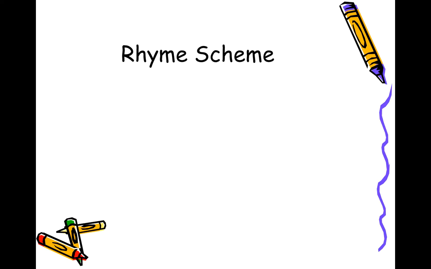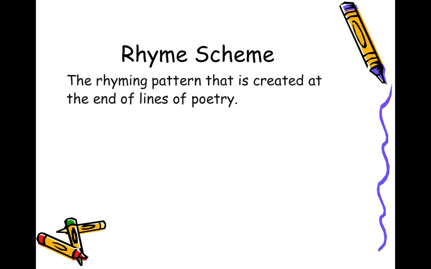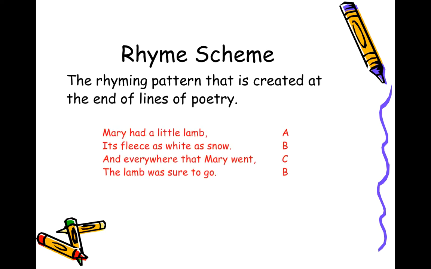Now we're going to talk about rhyme scheme, which is basically just the plan that the poet makes for the rhyme in the poem. The rhyming pattern that is created at the end of the lines of poetry. In this poem, we have an A, B, C, B rhyme scheme. That's because the first line of your poem always has an A as its signifier. If the second ending word does not rhyme with the first word, which in this case is lamb, then you need to give it a new letter, the next consecutive letter in the alphabet, which is B.